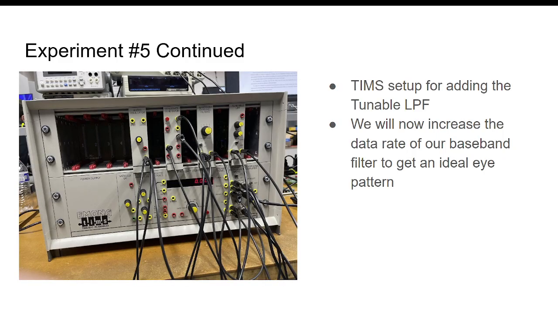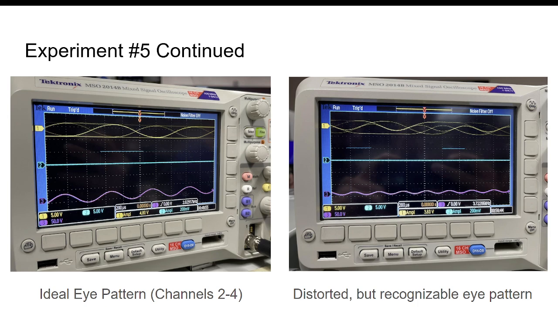This is the continuation of experiment 5. This is what's going to happen when we add the tunable low-pass filter to achieve our eye pattern. We are going to increase the data rate of our baseband filter to get an ideal eye pattern. And this is what happens when we have the frequency in there for our ideal eye pattern. Channels 2 through 4 is what we get.